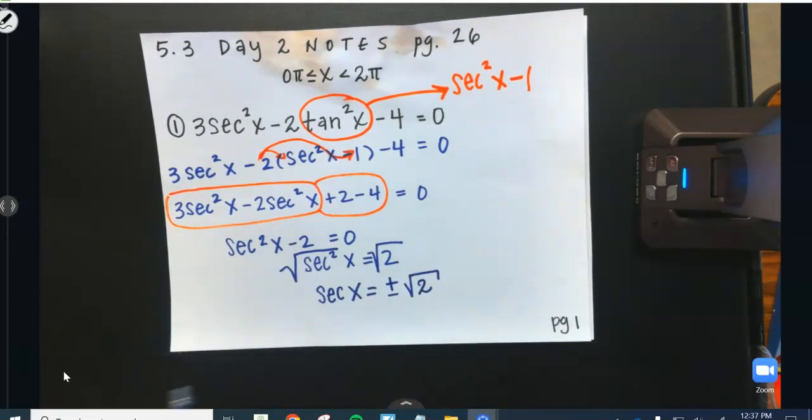All right. What is secant the reciprocal for? Cosine. There's a root 2 there. What are the only radians that have a root 2 in it? The fourths. So this belongs to the fourths.